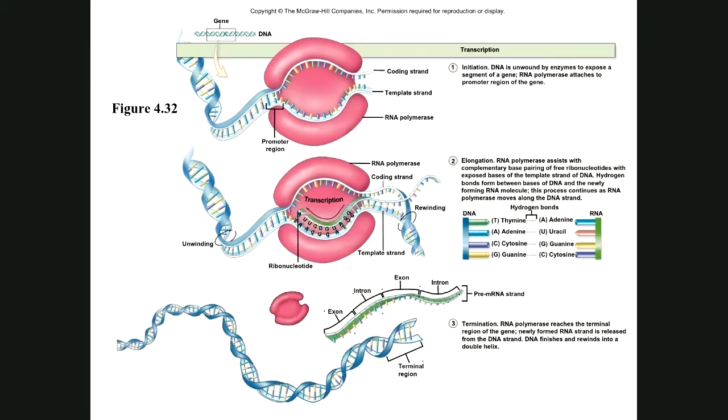Here are the three stages that are found in both transcription and translation: initiation, elongation, and termination. Here you can see the nitrogenous bases. We have thymine, adenine, cytosine, and guanine for our DNA. And for RNA, the bases are adenine, uracil, guanine, and cytosine. Guanine always binds with cytosine. Adenine always binds with thymine. Remember, thymine is not found in RNA, so adenine will also bind with uracil.